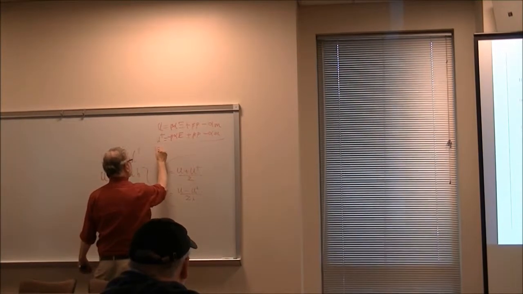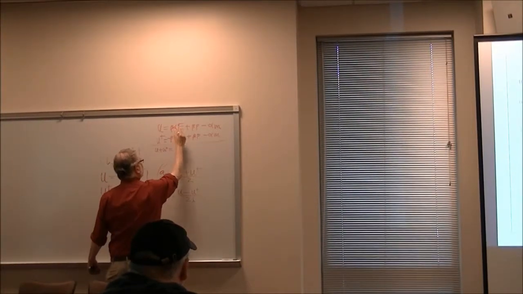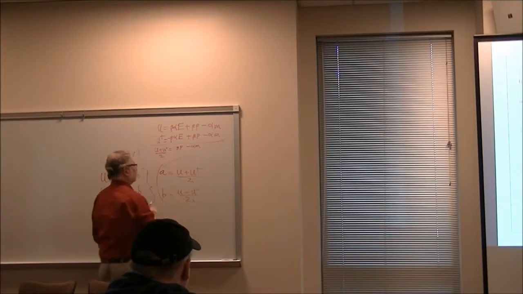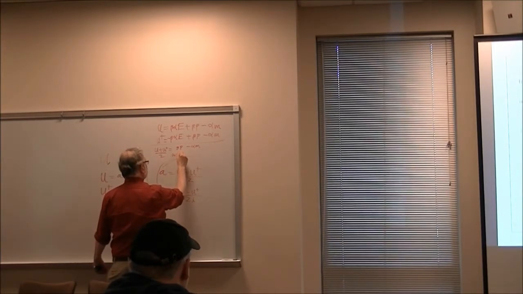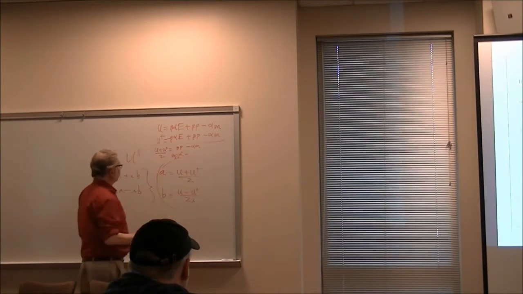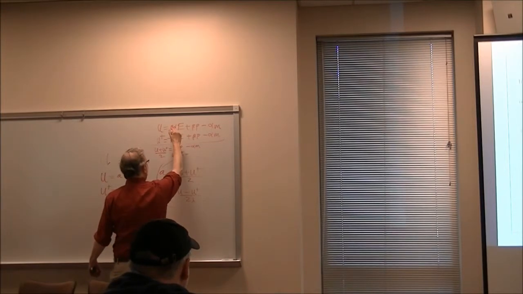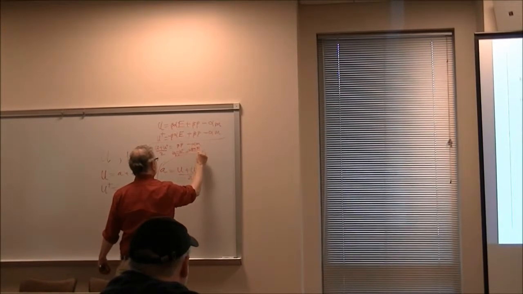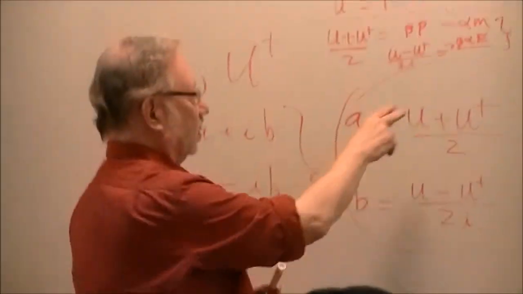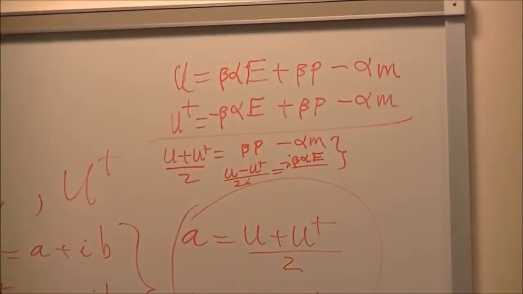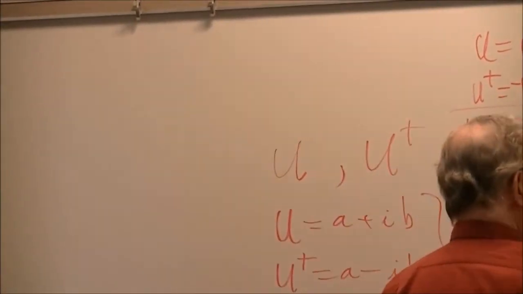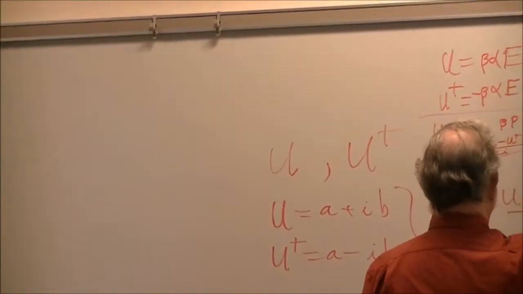So you see what happens if I take U plus U dagger, then the E's cancel out and I collect up the P's together and I get beta P minus alpha M. And if I take the other one, I get U minus U dagger divided by 2i, then this cancels. And I get beta alpha E over i. And that's a nice combination because it will square to one as it should. But you see what happened is that when you form the Majorana operators out of this, one of them picked up P and M, and the other one picked up E.